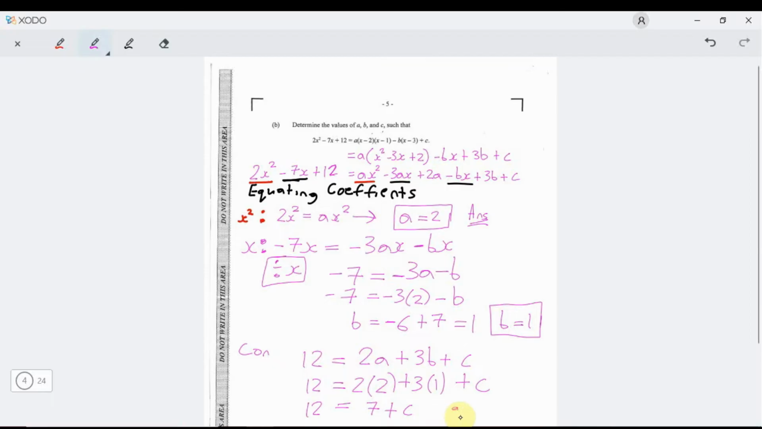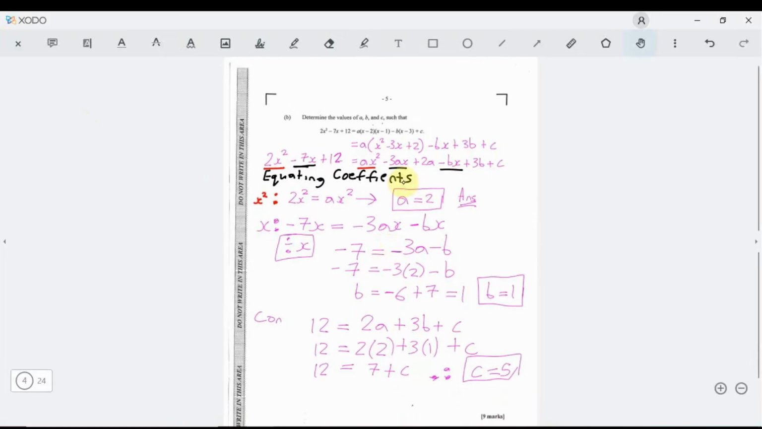So therefore c equals 5. So that's our answer. Finish. Alright, so just to write it out finally, we're going to get 9 marks for this. That's really nice. So therefore we can tell that a equals 2, b equals 1, and c equals 5.